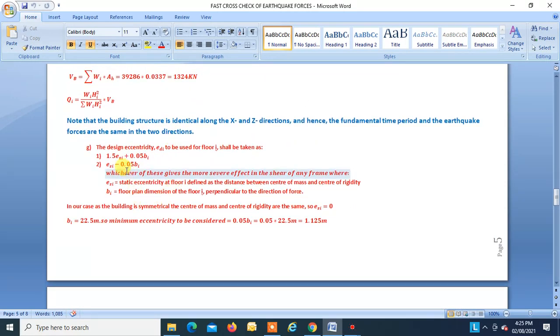Now the code says that you have to take the design eccentricity, that is EDI. For floor I you have to take these two equations. These two formulas are given in the code. You have to take the most severe of these two, right? What is ESI? ESI is static eccentricity at floor I, defined as distance between center of mass and center of rigidity. That is what I explained over here.